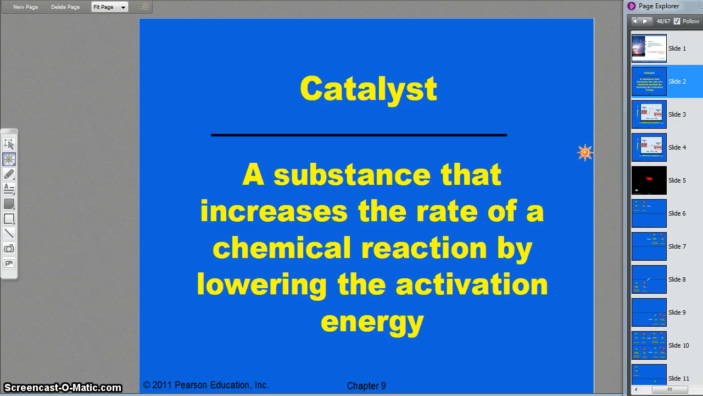A catalyst is an actual physical thing that you will add in on the reactant side, and it will lower the activation energy. Catalysts do not get used up. So you have the same amount of catalyst after the reaction as you did before the reaction. An example of this would be that catalysts actually speed up the destruction of ozone in our stratosphere.